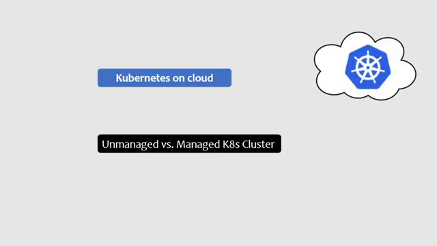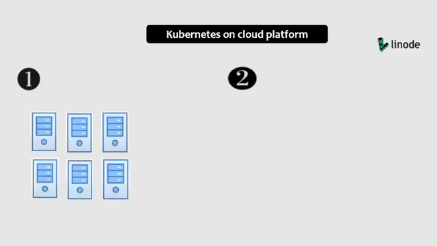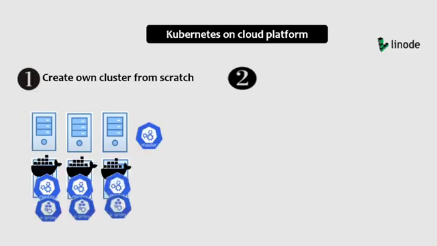First of all, where will your Kubernetes cluster for the application be deployed? Consider you want to set up a Kubernetes cluster on a cloud platform like Linode. How does this actually work? Now there are 2 options to do that. Option number 1 is you can spin up, let's say, 6 Linode server instances and create your own Kubernetes cluster from scratch. Meaning you install master processes on 3 nodes and make them master nodes.